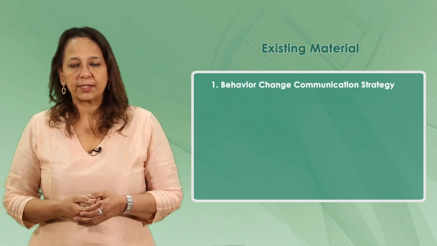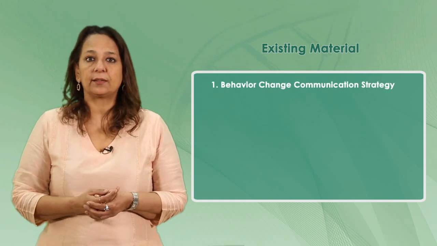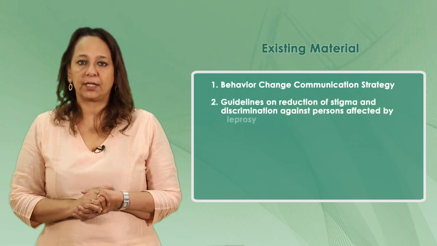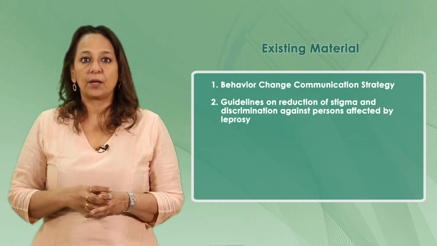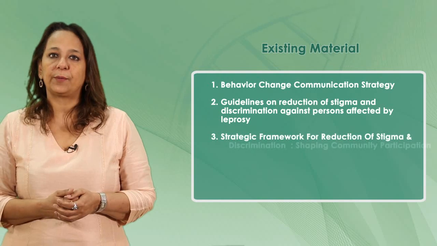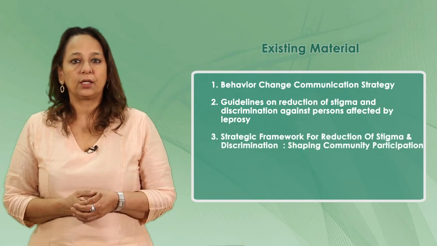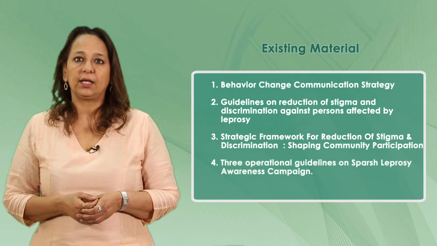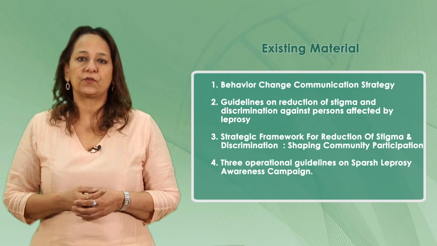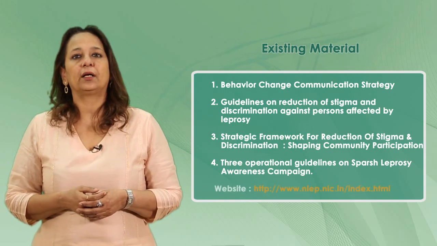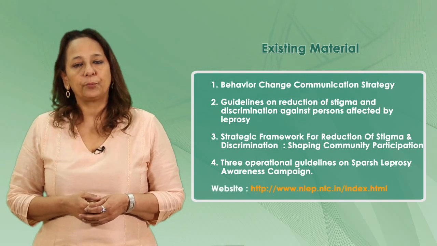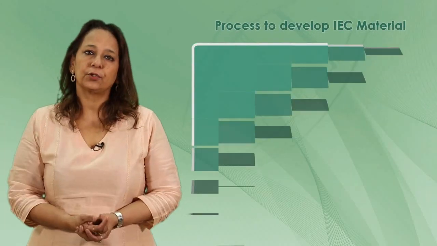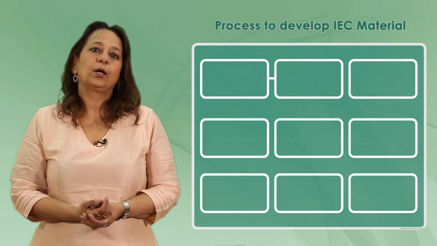When you go to the website on NLEP, I don't know how many of you have seen it, but the link is mentioned below and you must have a look at the NLEP website to get some really good resources. Some of the existing materials on the website are the behavior change communication strategy, a guideline on reduction of stigma and discrimination against persons affected by leprosy, a strategic framework for reduction of stigma and discrimination, shaping community participation, and an operational guideline on sparse leprosy awareness campaigns.